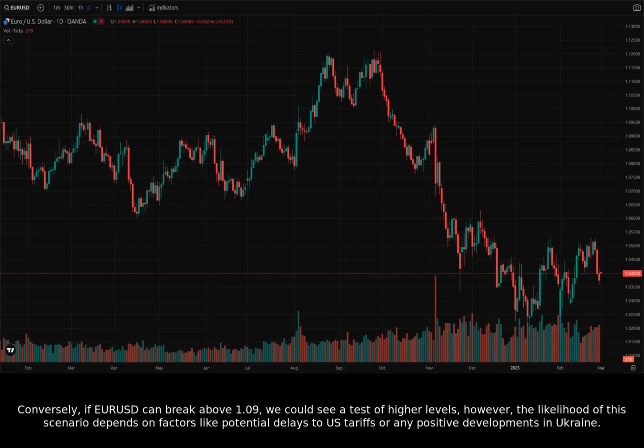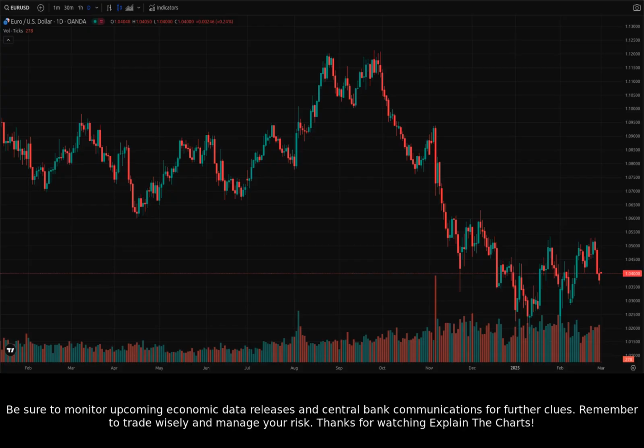However, the likelihood of this scenario depends on factors like potential delays to US tariffs or any positive developments in Ukraine. Be sure to monitor upcoming economic data releases and central bank communications for further clues. Remember to trade wisely and manage your risk.